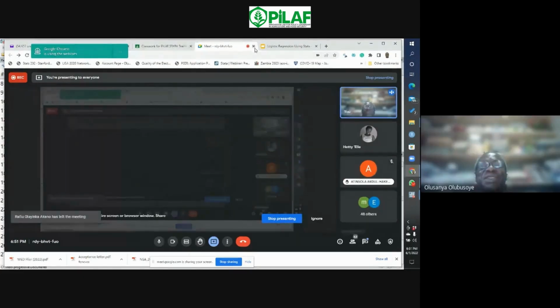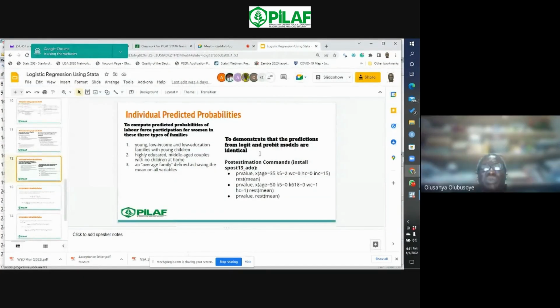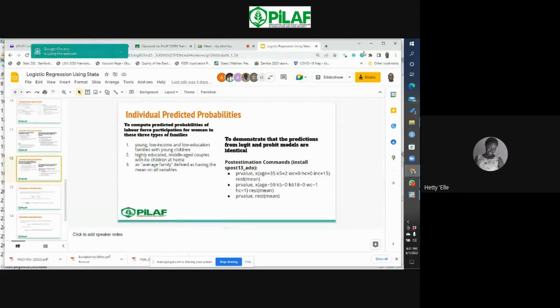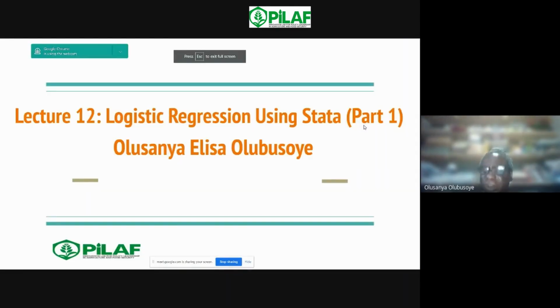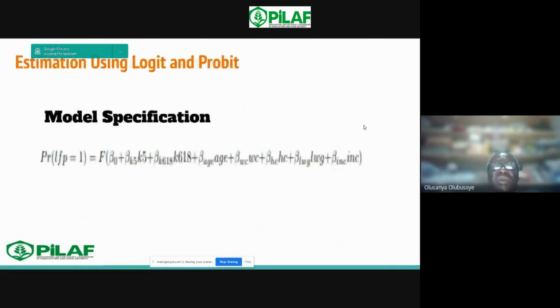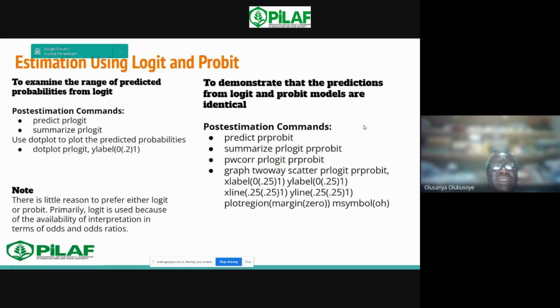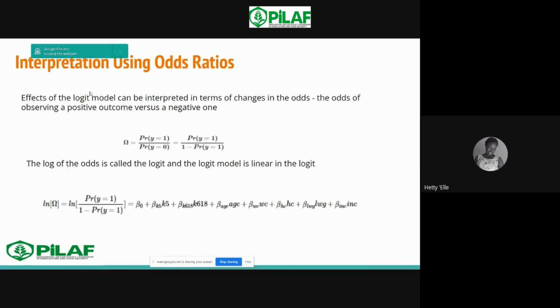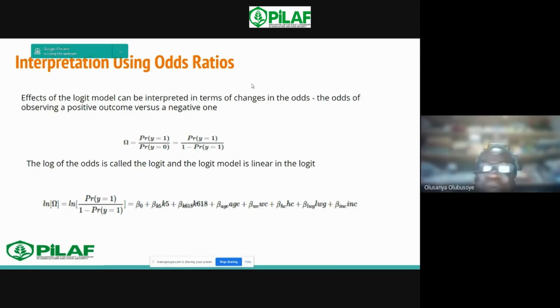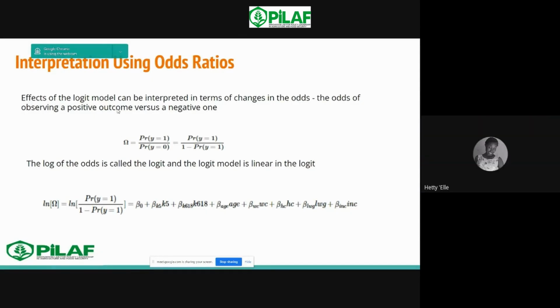Okay, so let's continue. Few more things to do, but let's go. Let me take you through the few things we want to see. So far we have been able to compute probabilities, and you can do the rest of these later. But interpretation using the odds ratio. Please, let's leave that one, and then you can always solve it later. Is that okay?